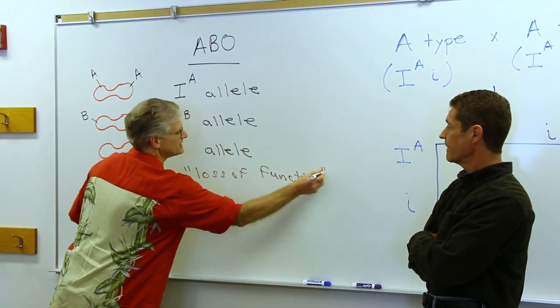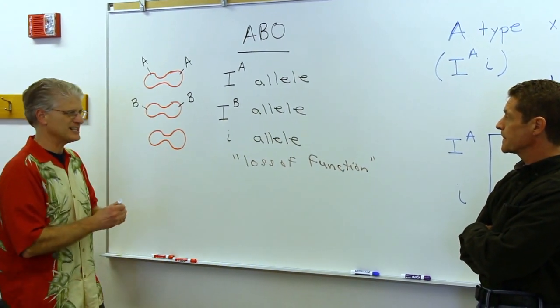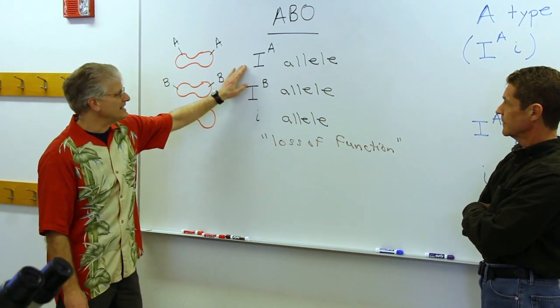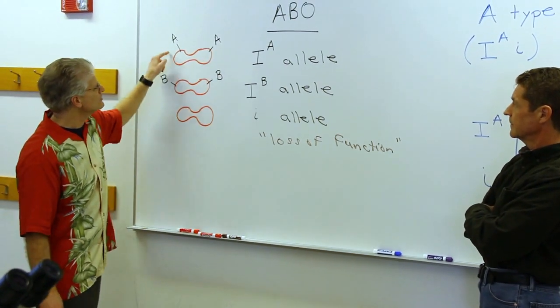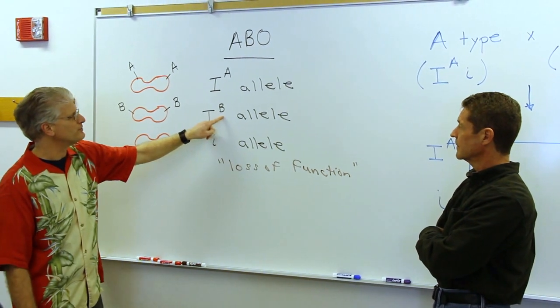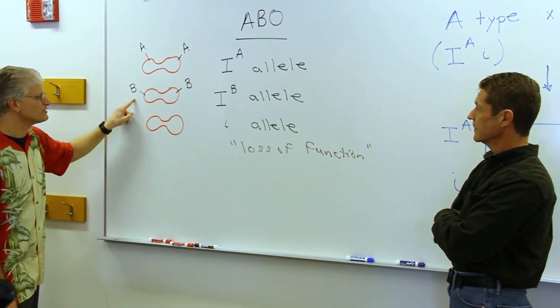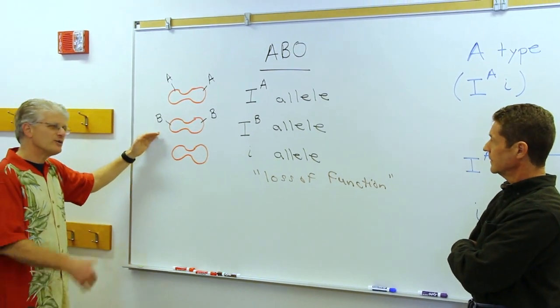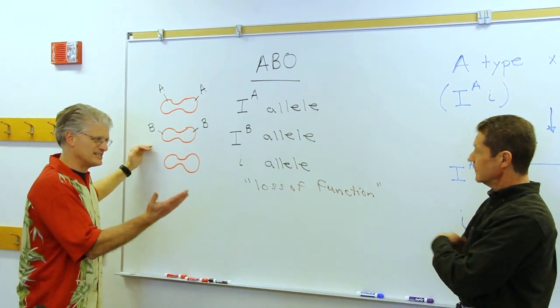These other 2 alleles do code for a gene product. The IA allele codes for an enzyme that will put the A sugar on the surface of the red blood cells. The B allele will code for an enzyme that puts the B sugar on the surface of those red blood cells. Okay, okay. Now your question was about dominance and recessiveness.